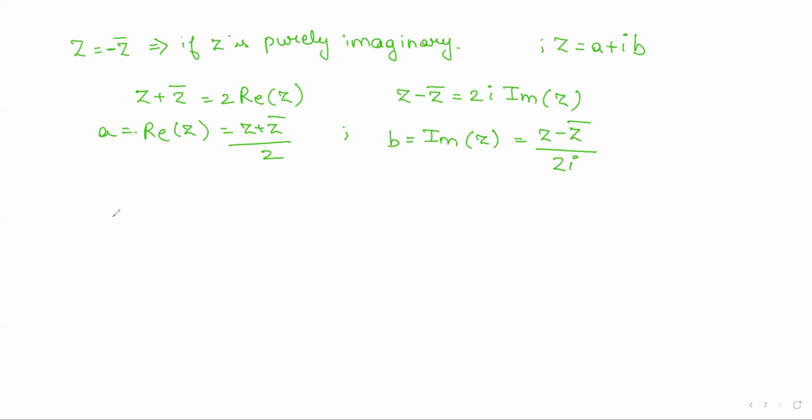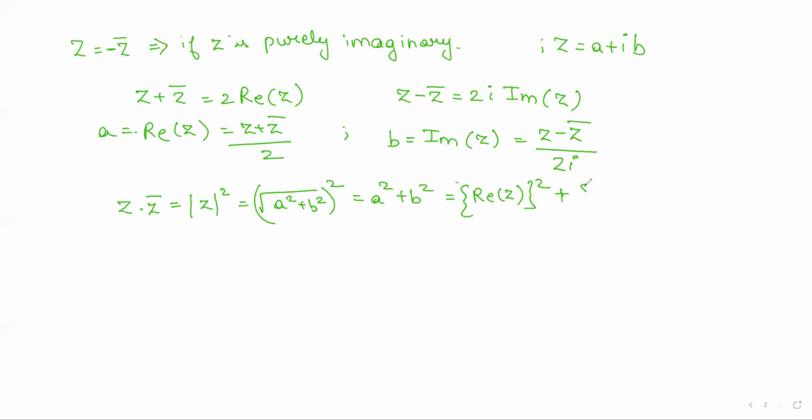Next, we know that z into z conjugate is equal to modulus of z whole square. We also know that modulus of z means root of a square plus b square, and modulus of z whole square means this whole square. This value will be equal to a square plus b square, and a represents the real part of z. We're taking its whole square plus the imaginary part of z, and then taking its whole square. So real part square plus imaginary part square. It's just another way of looking at it.